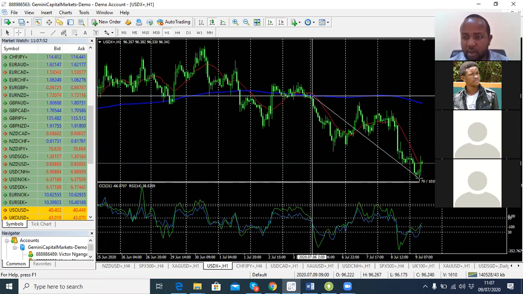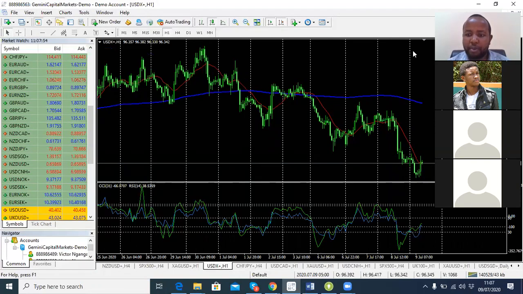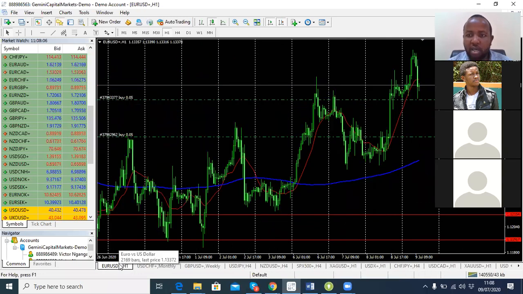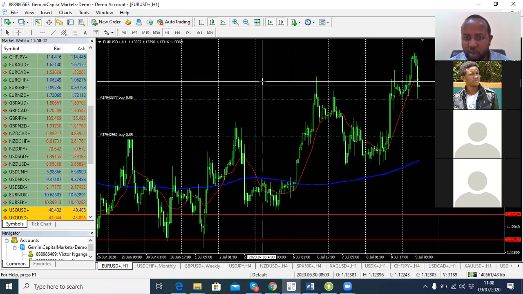It has lost almost 101 pips. So if gold is gaining, the dollar will most likely be losing because they correlate. We can also go to Euro USD. I think Euro USD has been ranging, or yeah, you can see what it's been doing. So Euro USD, this week, what has it been doing?